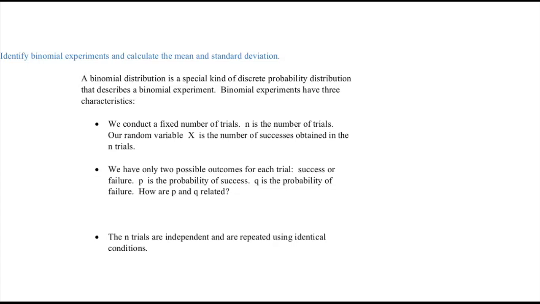First of all, we conduct a fixed number of trials, and n is the number of trials. Our trials can be the number of subjects that we have in a study that we sample from, and it also can be the number of times we do something. Our random variable x is the number of successes obtained in these n trials. In a binomial experiment, we only have two outcomes for each trial. Each trial is either a success or a failure. P is the probability of success, and Q is the probability of failure.